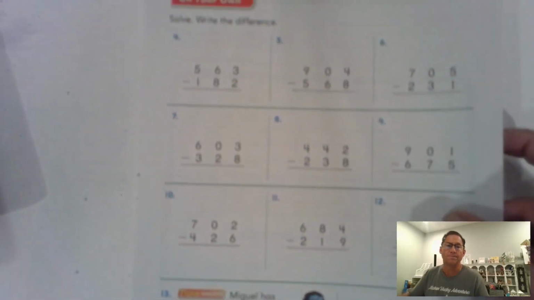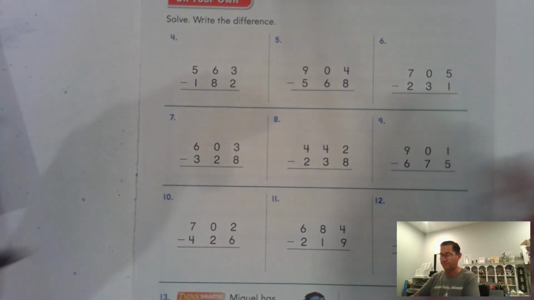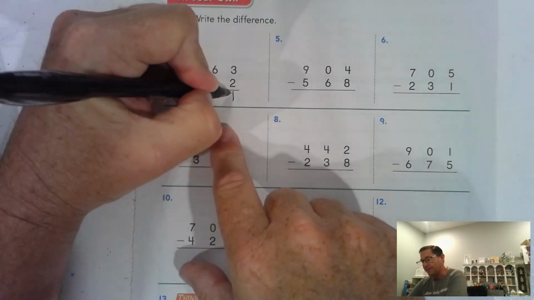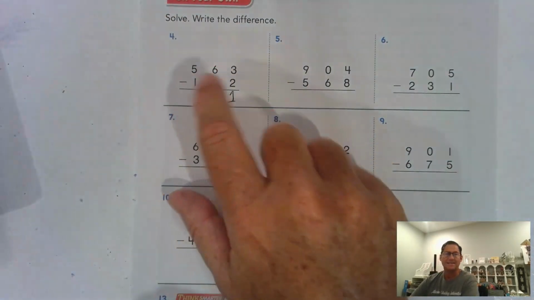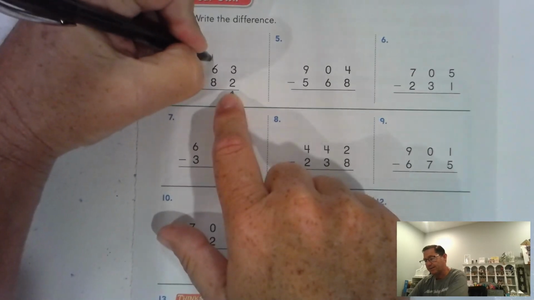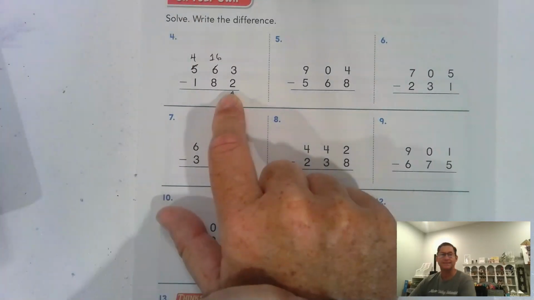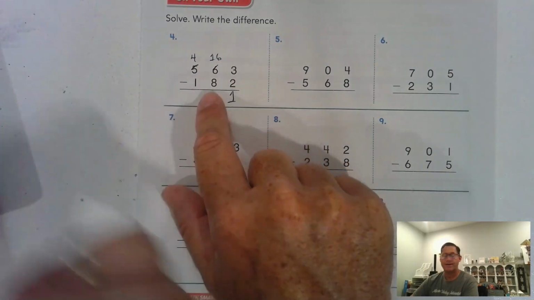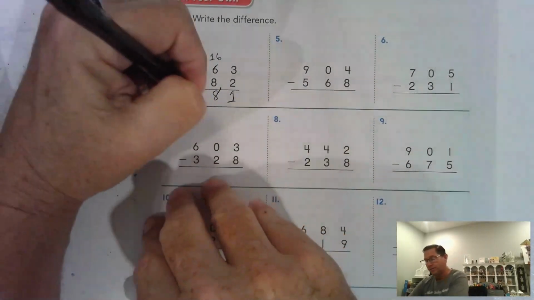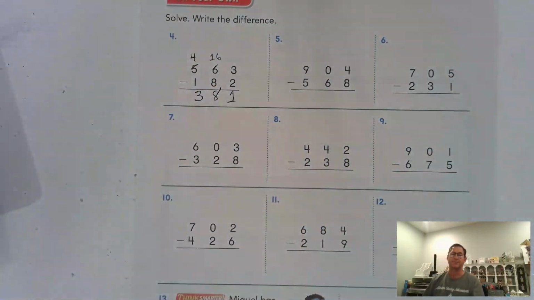Okay, number 4. This is a review question from previous lessons. 3 ones take away 2 ones. You can do that. But 6 tens take away 8 tens. We can't do that. So we're going to take one of the hundreds and trade it for 10 tens. 16 take away 8 is 8. And 400 take away 100 is 300.